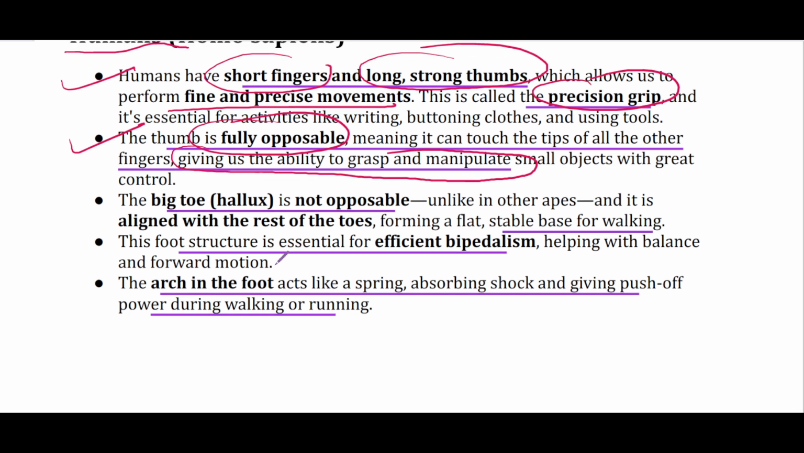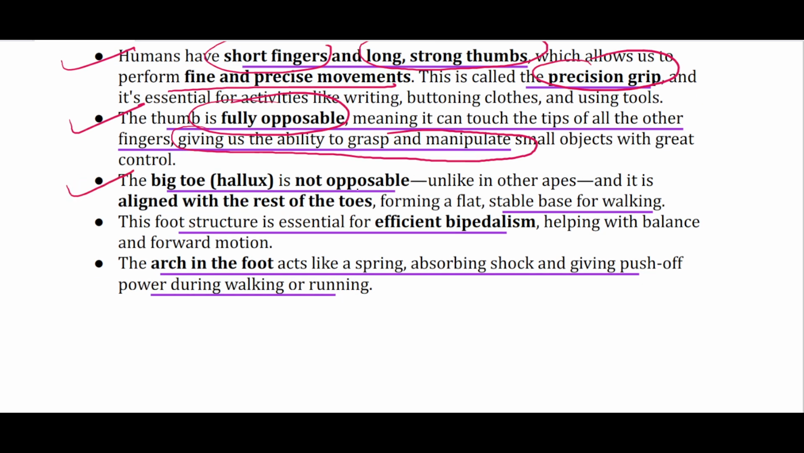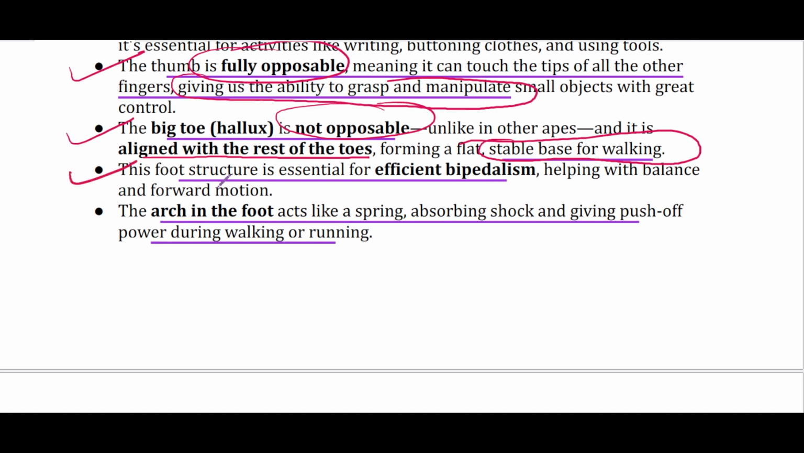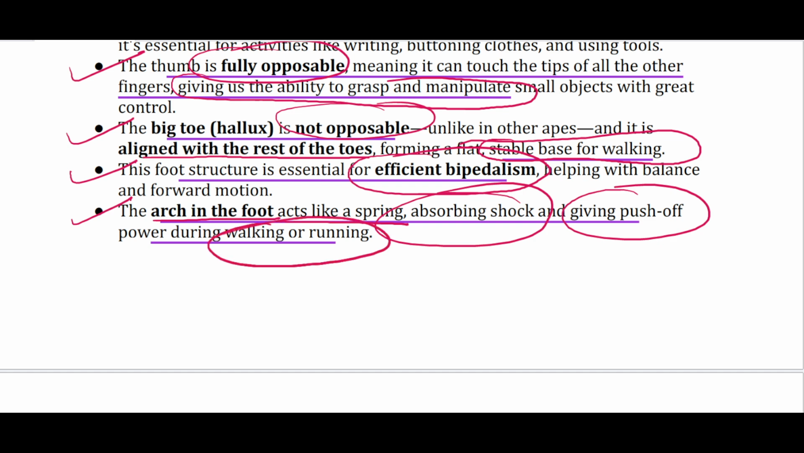But the big toe, the hallux, is not opposable, the toe in the foot. This feature, it is aligned with the rest of the toes because it provides stability during walking. Then our foot structure is essential for efficient bipedalism. We have an arch in the foot, and this arch acts like a spring which absorbs shocks and also gives us a push of power during walking and running.